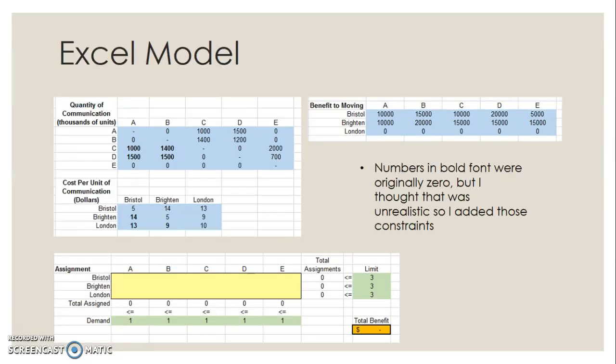So I first started this problem by modeling it in Excel. It's easier for me to work in Excel first and then switch to code. So I set it up in Excel like this as an assignment problem.